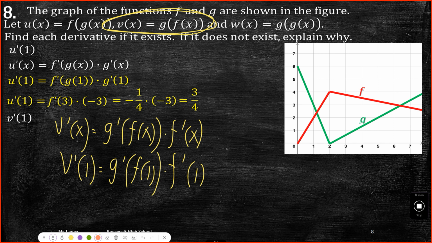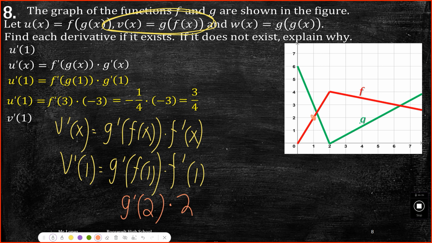F prime at 1? What's f prime at 1? Did we not just already do that? No, it's f. F at 1. This one. So it's going to be what? 2. Yes, 2. And then this is going to be g prime at f of 1. What's f of 1? 2. So now what's g prime at 2?